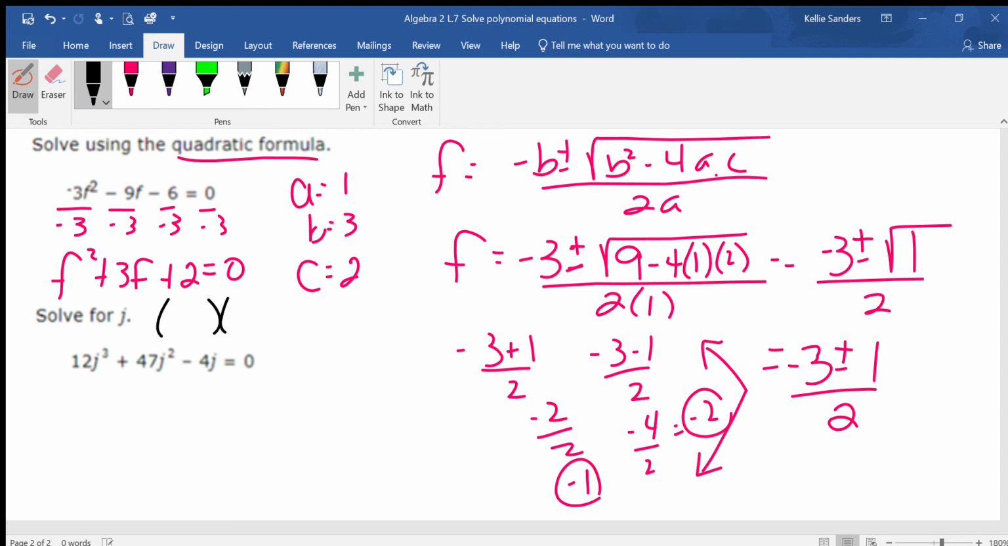Or F plus 2, F plus 1, 2 times 1 is 2, 2 plus 1 is 3, so our zeros would be negative 2 and negative 1.